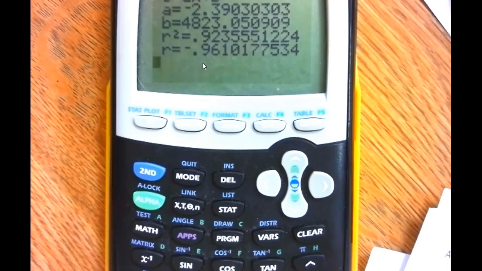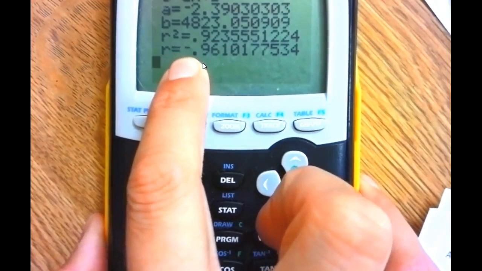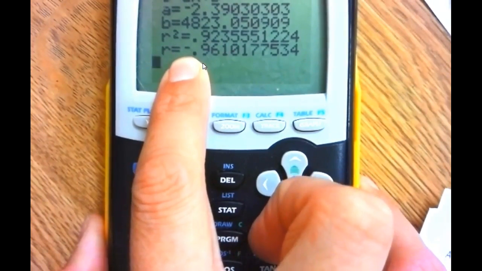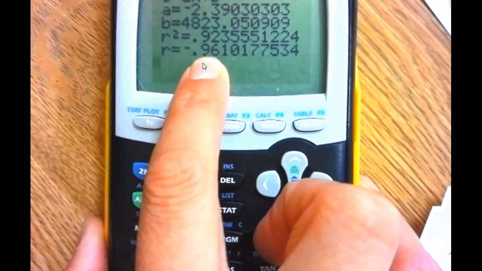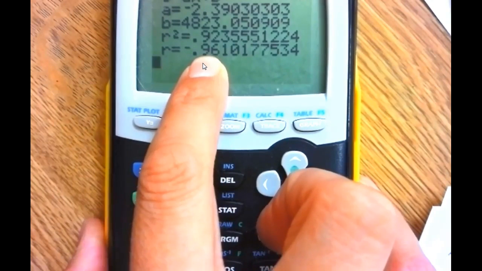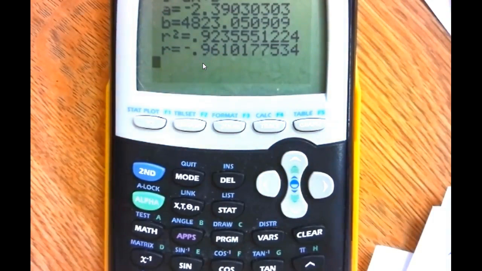Okay. The R value is like the R value we talked about at the beginning of the notes. A negative tells me my data is negatively related. The closer the number is to 1, the stronger. So this is a strong negative.